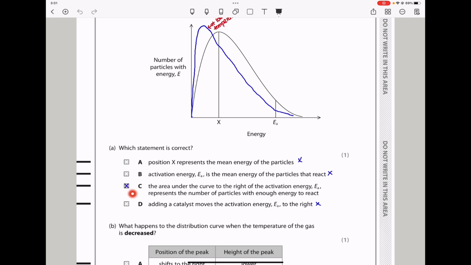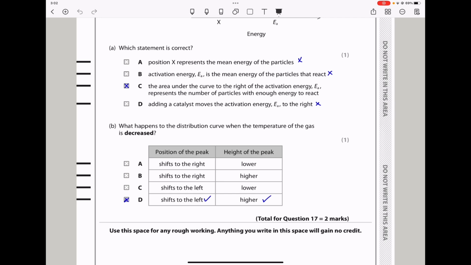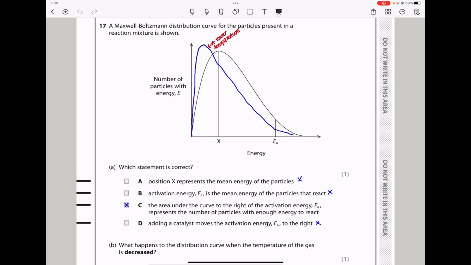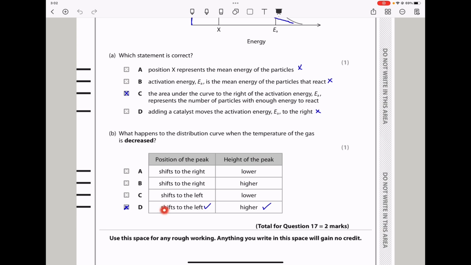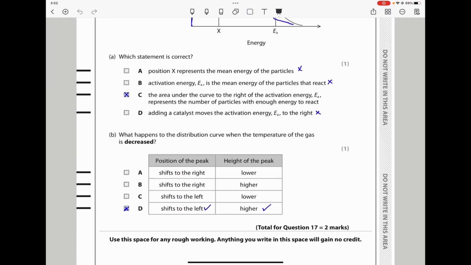So here the answer should be a C. In part B, what happens to the distribution curve when the temperature of the gas is decreased? When the temperature of the gas is decreased, meaning at lower temperature, the curve is going to be like that. So here, the curve is going to shift to the left, and it's going to have a higher peak, as you can see here. So the answer should be a D.